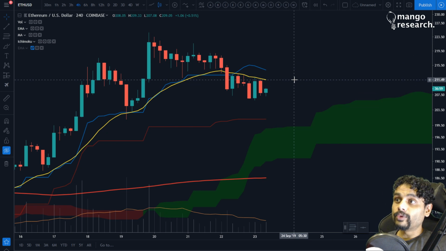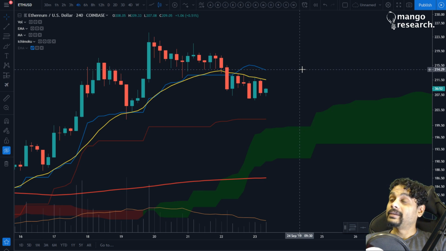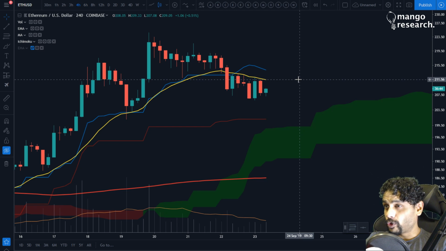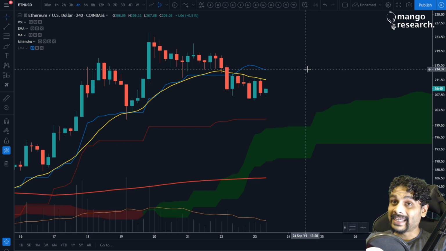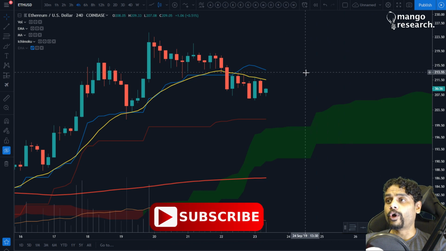But if we do close any 4-hour candle over the 21 EMA, you can start to look for a trade towards the upside. But in my opinion, the better time would be if we close a candle over the Tenkan. That's for the confirmation, right? So if you close over the 21 EMA, you can start to get ready. And as soon as we close over the Tenkan, you can be like, okay, this is good enough for me, and I can look for a move to the upside.